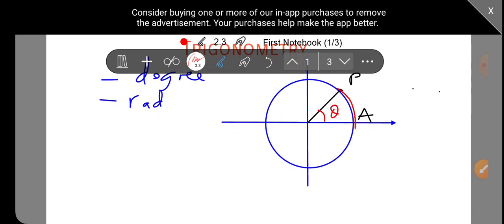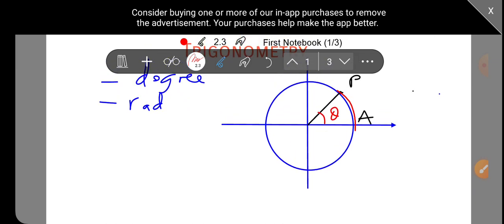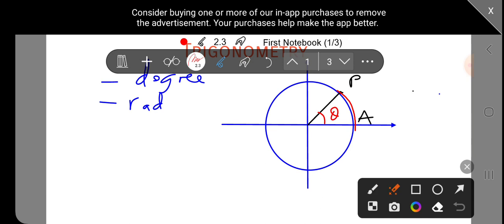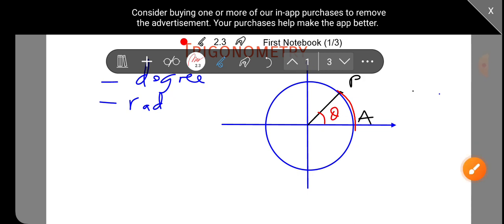To be able to get this angle, or to know what kind of angle that is, I need to make use of the relationship between this arc length AP and the whole circumference. If I understand the relationship between these two, then I'll be able to get that angle.